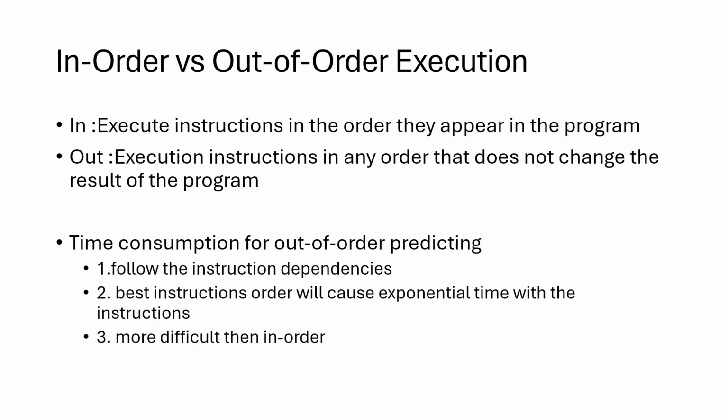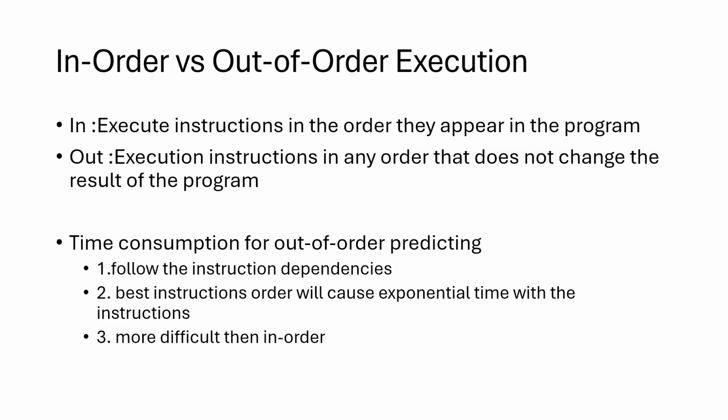And then is in-order versus out-of-order execution. In-order means when we execute instructions, they follow the sequence just like in the program. And out-of-order means we execute instructions in any order that won't change the result of the program. Out-of-order execution is much more difficult than in-order execution because it still has to follow instruction dependency, and when the computer tries to find the best instruction order it costs a lot of time. The time will grow exponentially with the number of instructions.